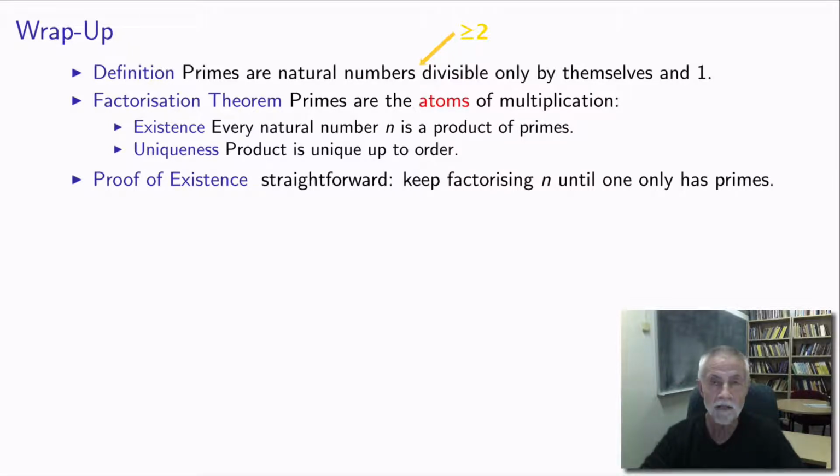The proof of the existence of a prime factorisation was straightforward. We simply took an integer. If it was not prime, we wrote it as a product of two smaller integers. If either of them were not prime, then we kept factorising until we ended up with primes. It was as simple as that.